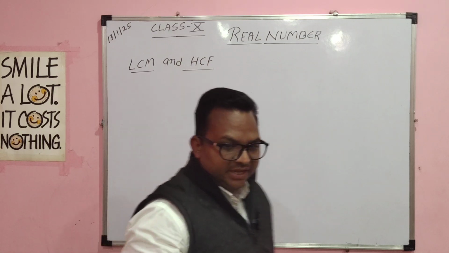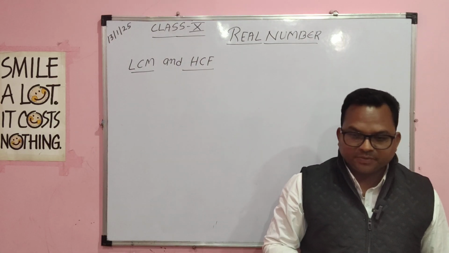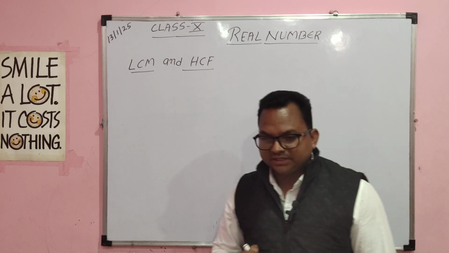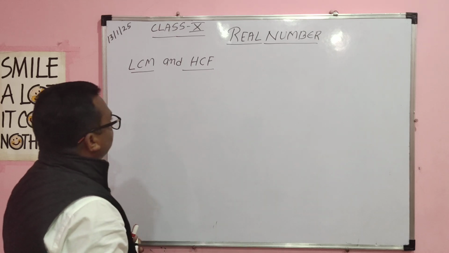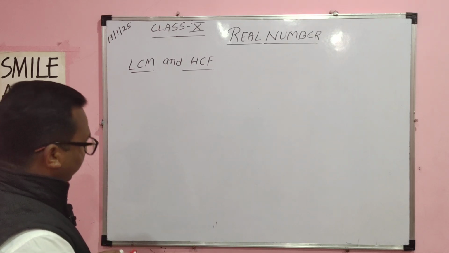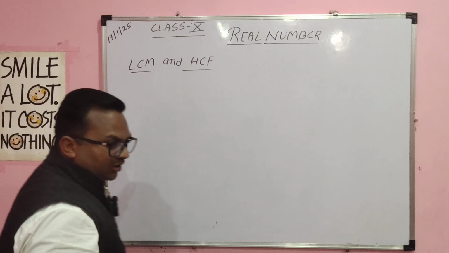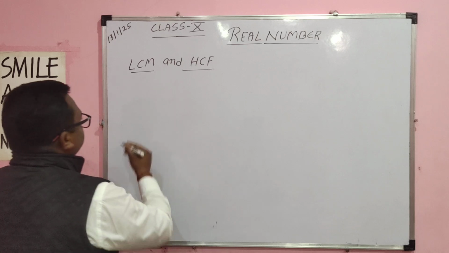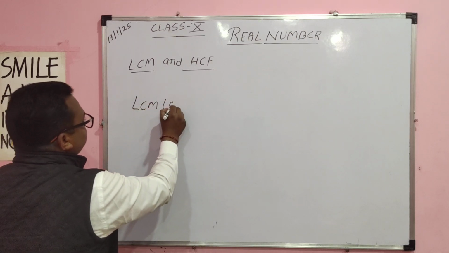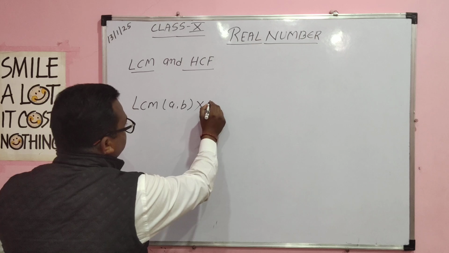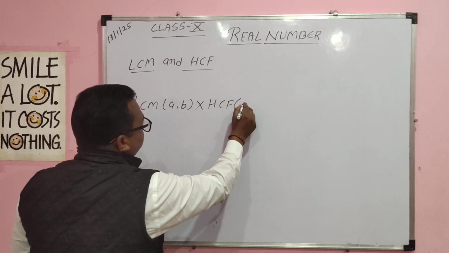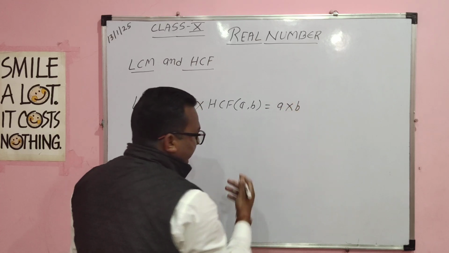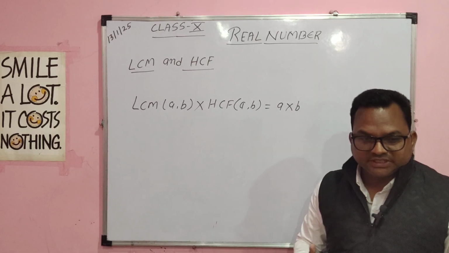So first, what is the meaning of LCM? LCM means lowest common multiple. And HCF means highest common factor. Understand? And in class 10th real numbers we have a formula to directly find LCM and HCF. The formula is LCM of A and B multiplied by HCF of A and B equals A multiplied by B, where A and B are 2 numbers.